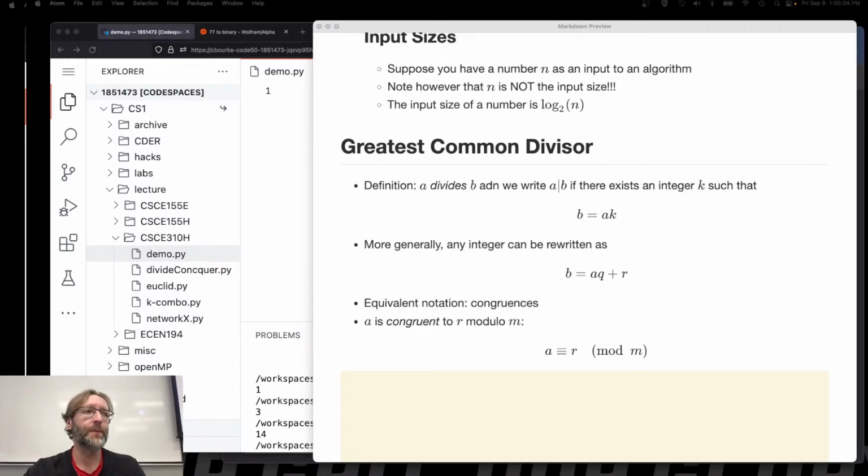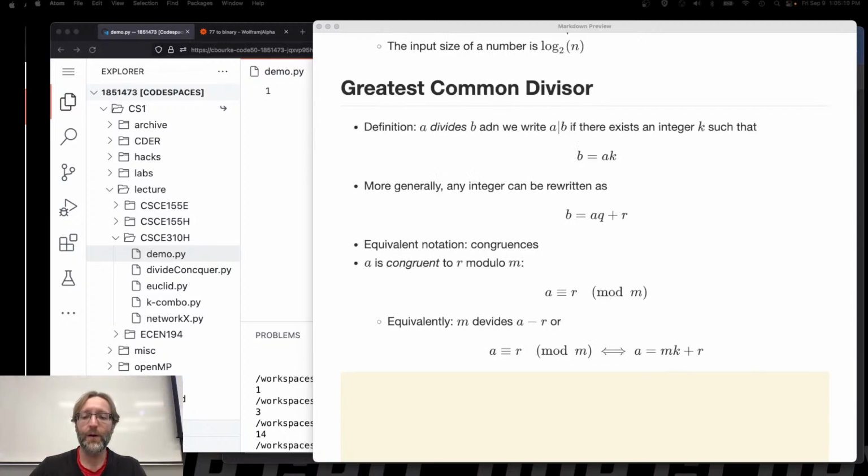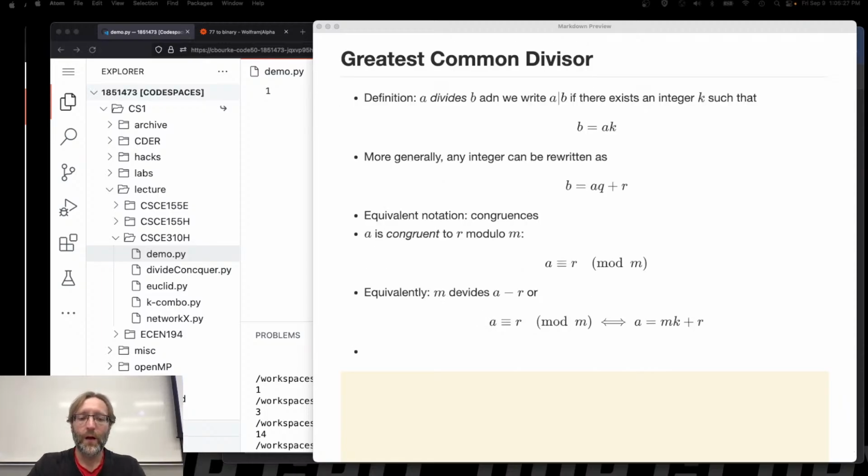These numbers have similarity and they're congruent, right? Equivalently, you can say that m divides a minus r, or that a is congruent to the remainder of a mod m, if and only if you can write it as a is equal to mk plus r, right? And I will keep k in that case, all right?